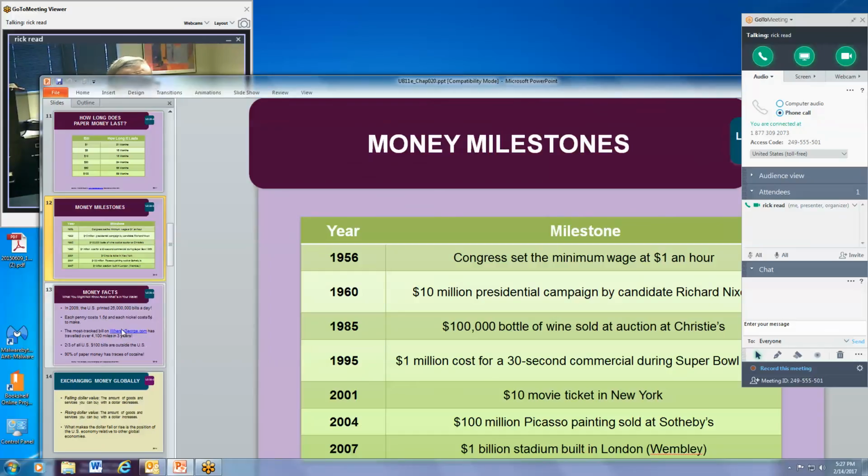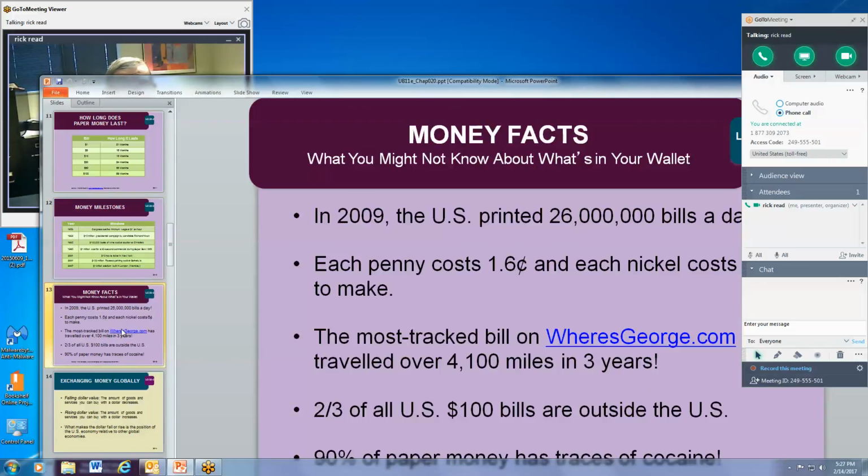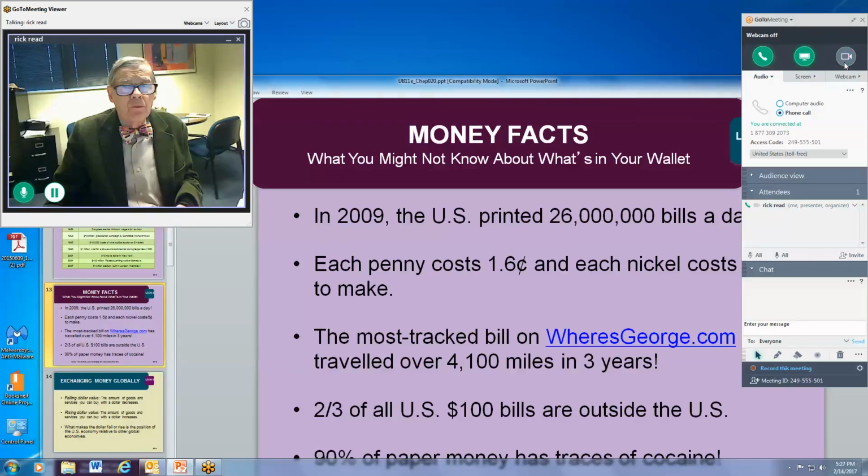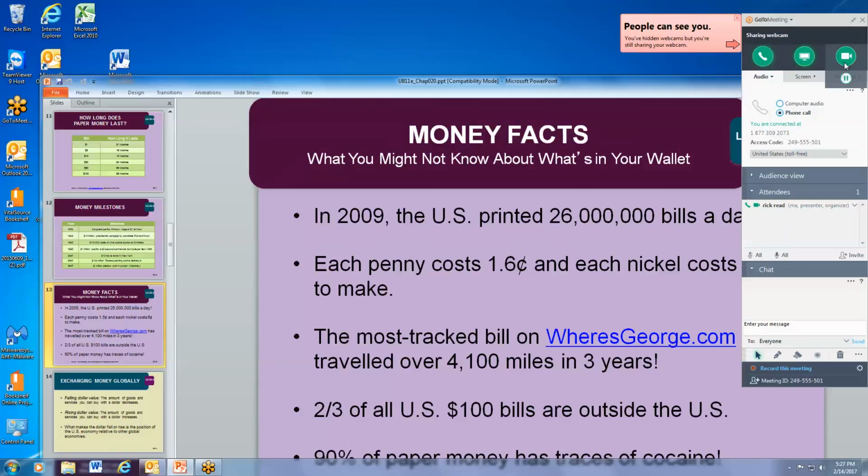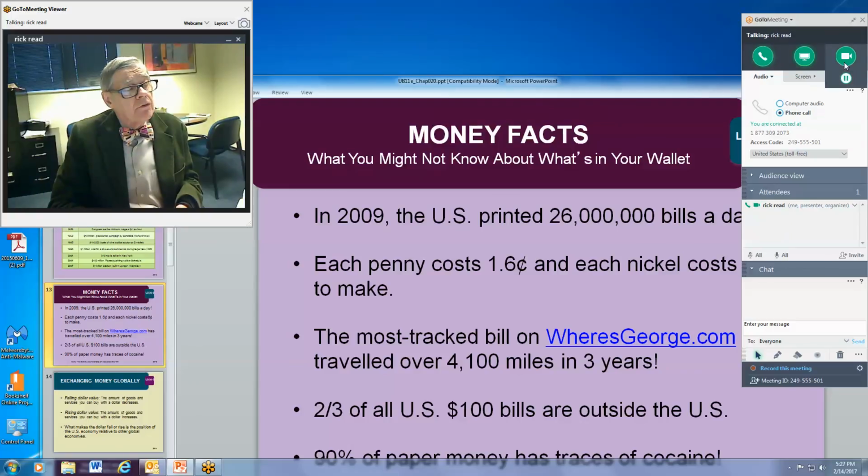Some money facts here again, not something we really have to discuss, other than to tell you that 2/3 of all U.S. denominated $100 bills are outside the confines of the United States.